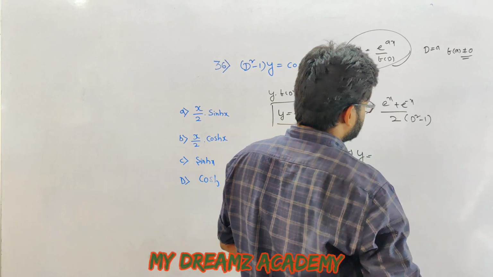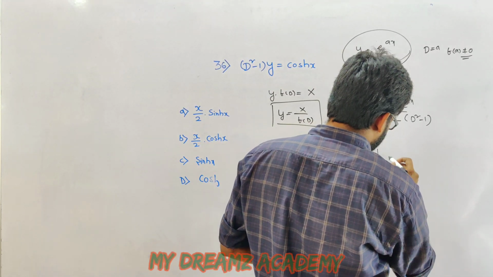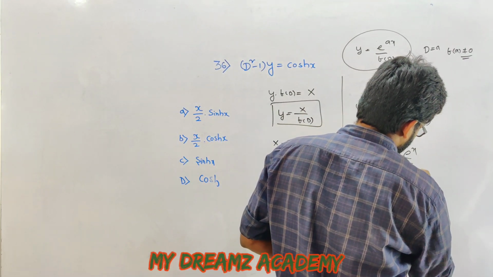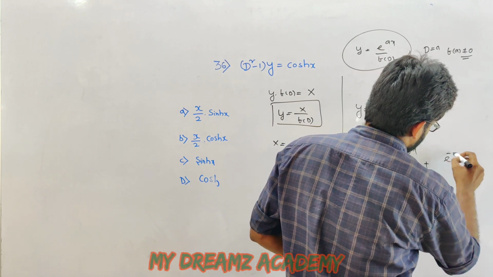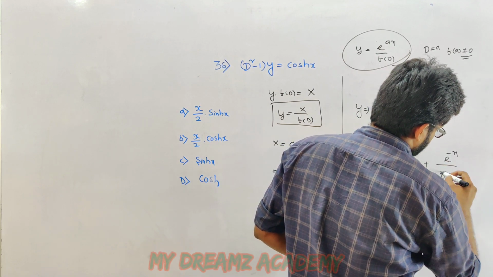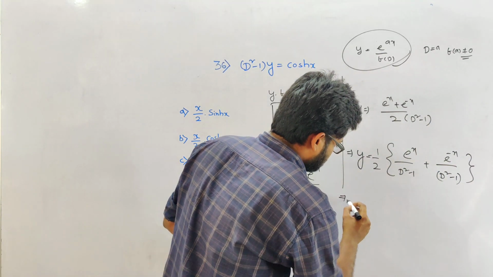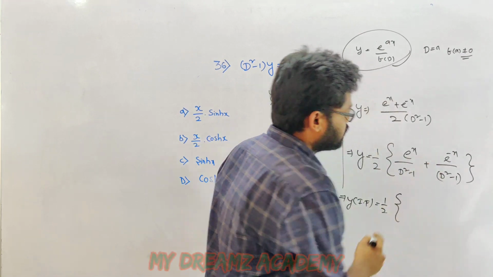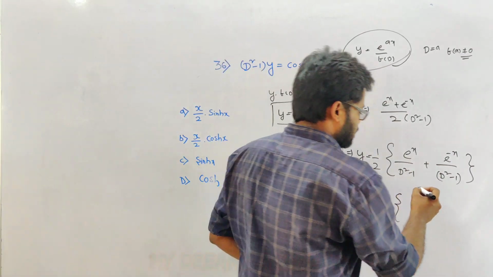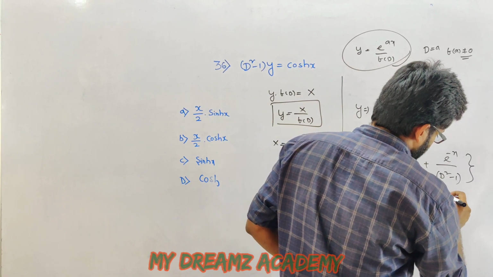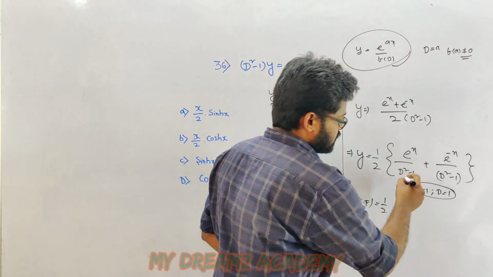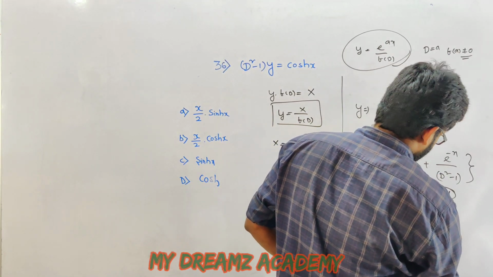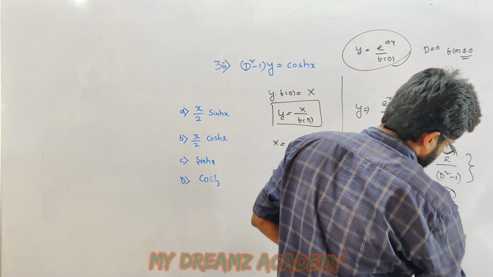Y is equal to, you write 1 by 2 outside. Yes, I have written 1 by 2 outside. Next it will be e power x by d square minus 1 plus e power minus x divided by d square minus 1. Now y is equal to 1 by 2. Substitute a is equal to 1, that is substitute d is equal to 1. D square minus 1 will give e power x divided by 0, and it is also giving the same thing, that is e power minus x divided by 0.